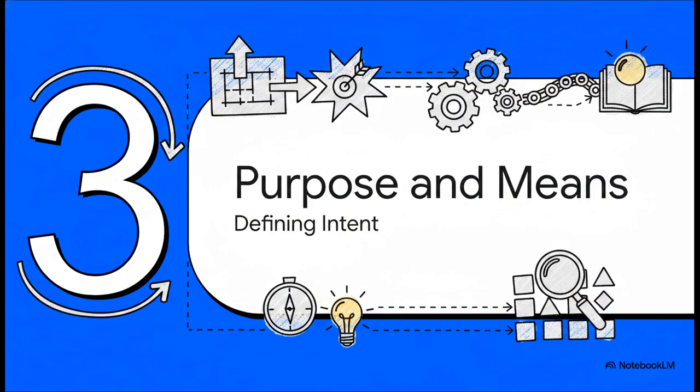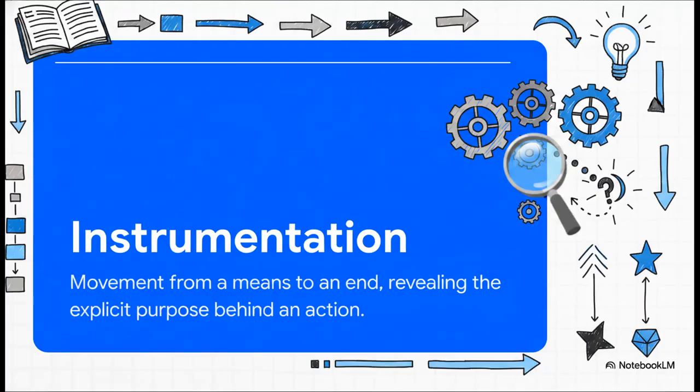All right, Section 3. Defining purpose and means. You see, authors don't just explain why things happen. They actively guide us by connecting the means to an end. In textual analysis, this is known as instrumentation. And it's an absolutely crucial tool because it reveals the explicit purpose behind a specific action, or sometimes the purpose behind an entire book. Instrumentation generally comes in 2 distinct forms: explicit statements of purpose and descriptions of means.